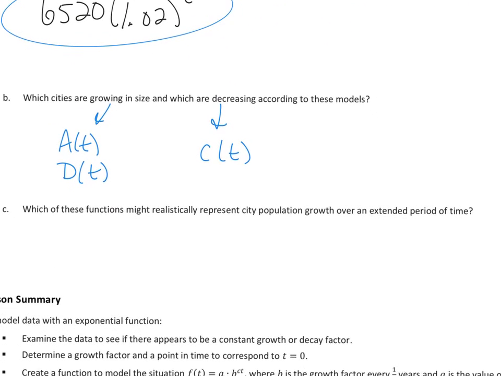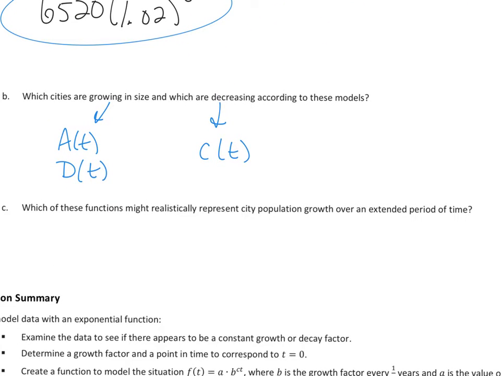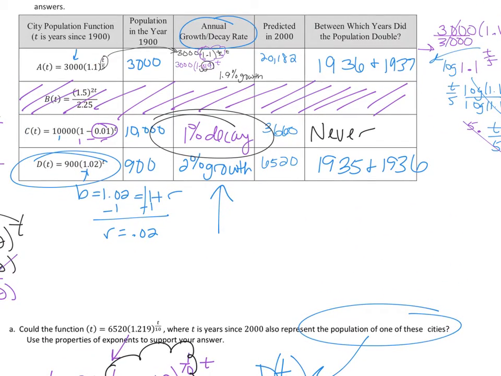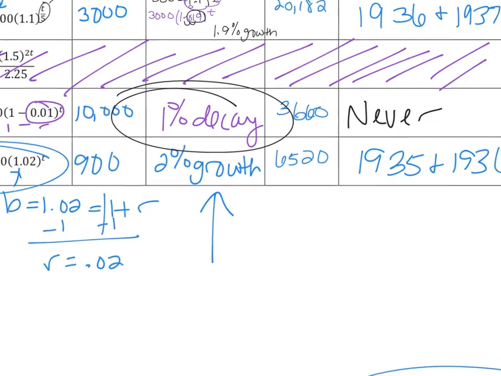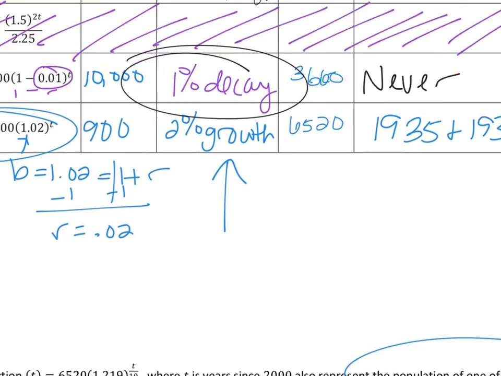Which of these functions might realistically represent population growth over an extended period of time? All 3 of the ones we dealt with are really realistic: A, C, and D. They all have a pretty good growth rate, nothing crazy, 2%, 1.9%. They're all good growth rates, so all 3 of them are very good.